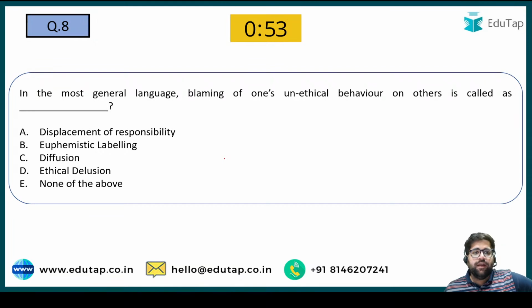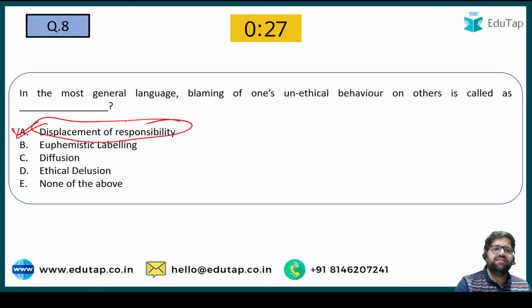Question number 8. In the most general language, blaming of one unethical behavior on other is called as. Now, this is the question which I would say you should leave, and if you are totally blank on it, then it's completely fine, and you could leave it. But at the end of the day, if you have even the slightest knowledge, then you can attempt it. In the most general language, blaming of one unethical behavior on other is called displacement of authority responsibility.